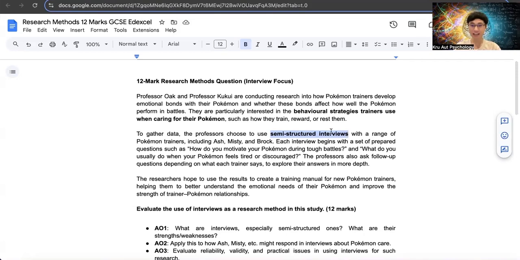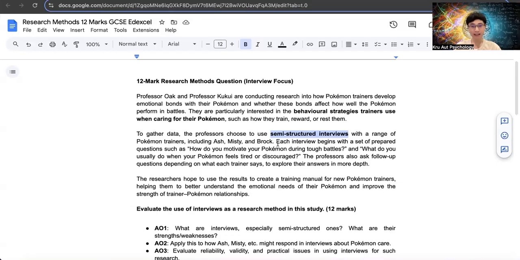So semi-structured interview is the type of interview. They want to look at how emotional bonds are formed between trainers and Pokemon, and how they use strategies to care for their Pokemon. Okay, they use semi-structured interviews. Let's continue, with a range of Pokemon trainers, including Ash, Misty, and Brock.